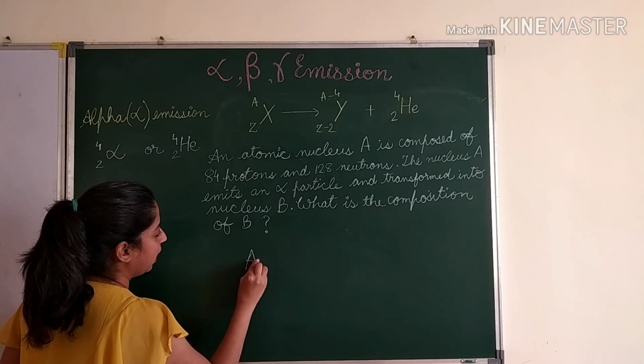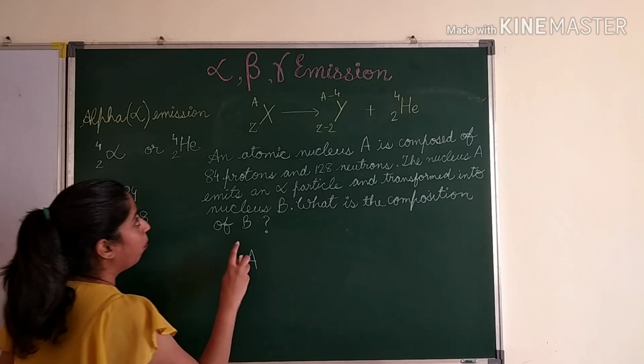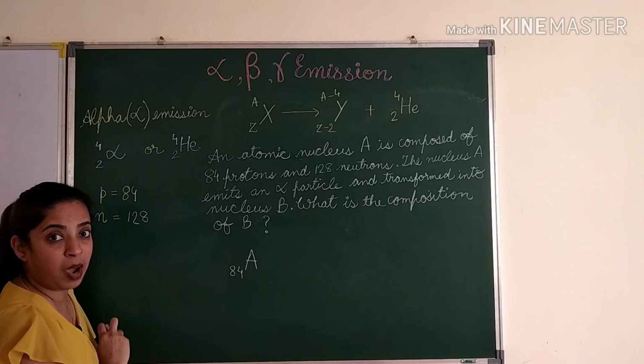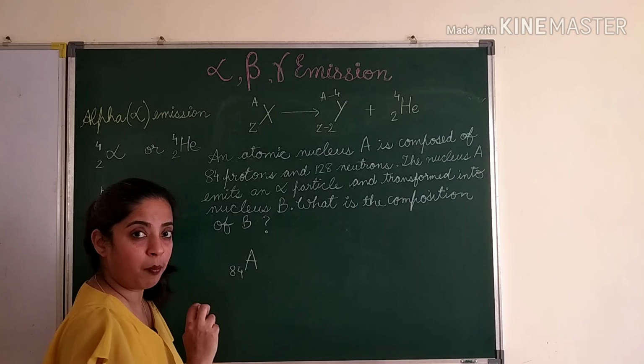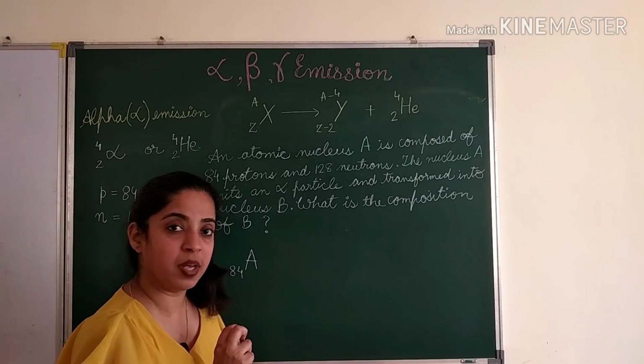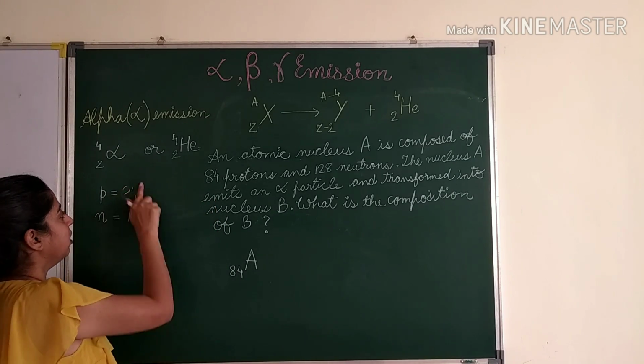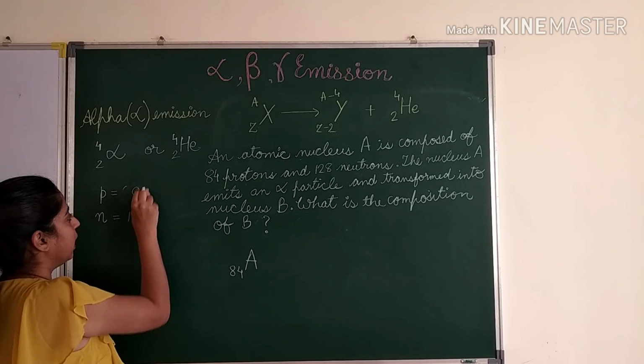So when you write A, this is 84. But what about A? They have not given you the mass number. So what is mass number? Mass number is number of protons plus number of neutrons. So you will add this 84 and 128.